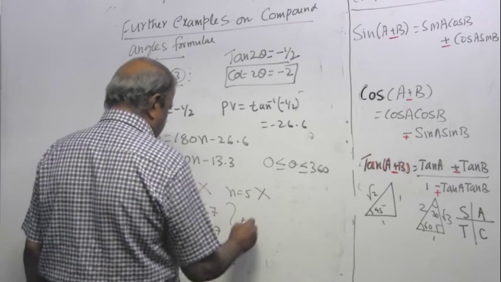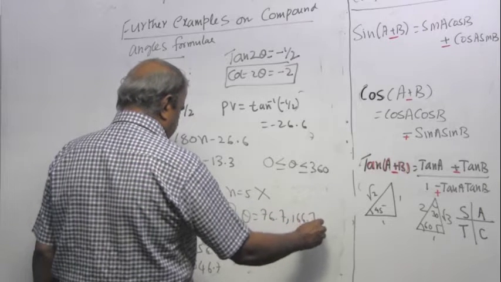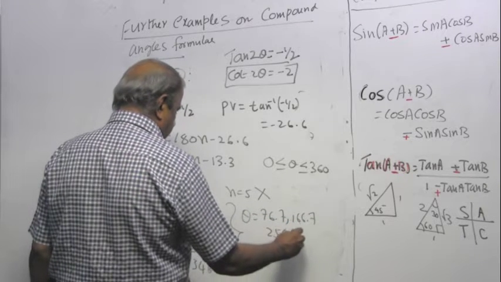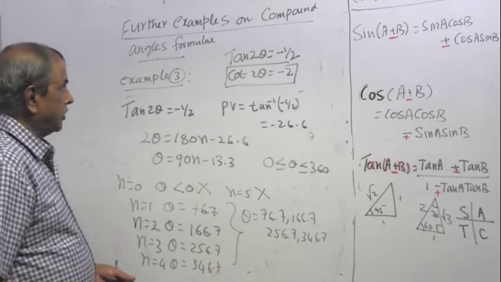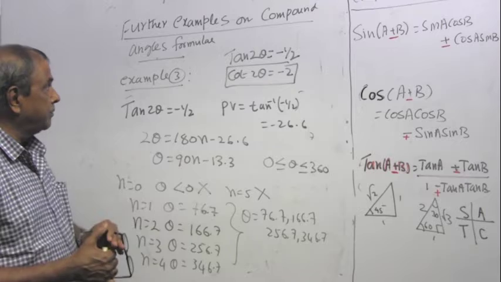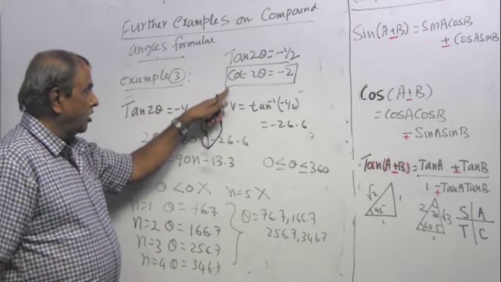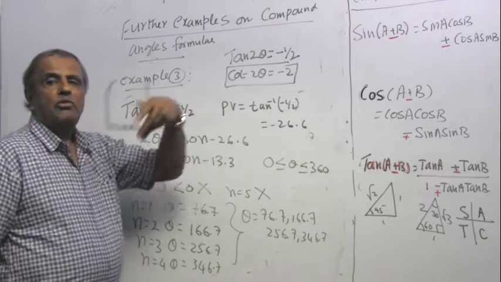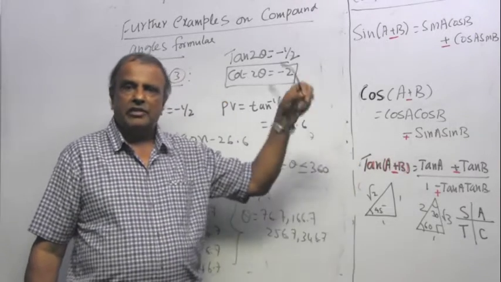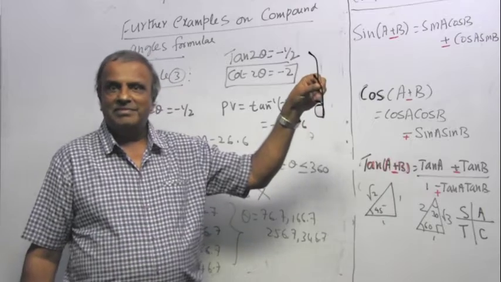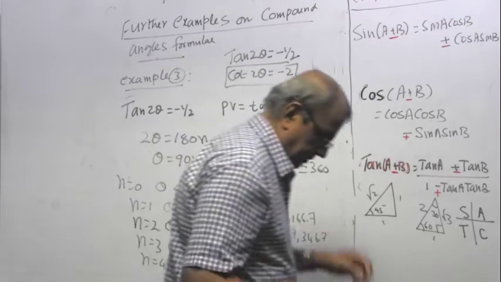So your answers are theta equals 76.7, 166.7, 256.7, 346.7. Those are the values of theta for which tan 2 theta is minus half, so for which cot 2 theta is minus 2, for which cot of 2 theta plus 45 is equal to 3. Good. Let's take another example.